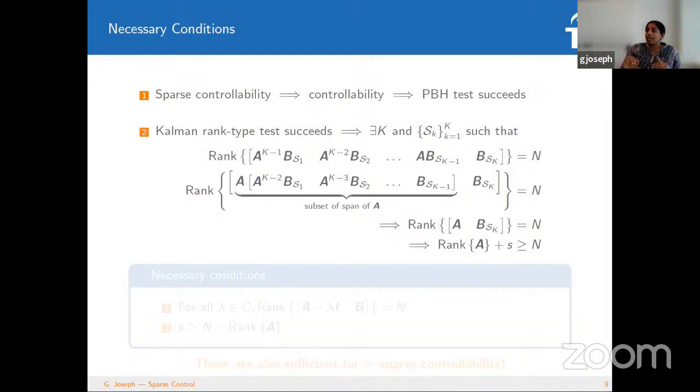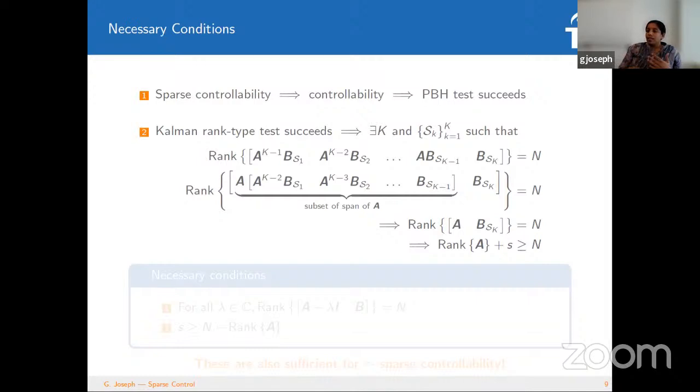So we can say that if the Kalman rank type test succeeds, then the rank of the matrix obtained by horizontally concatenating A and BSK should be equal to N. That's a very simple observation. Now, BSK has at most S columns because SK is your support set, and we restrict our support set to have at most S entries. So the number of columns of BSK is S, and that's the maximum rank of BSK. So this observation immediately implies that rank of A plus S should be greater than or equal to N.